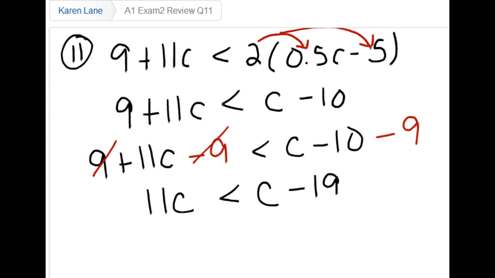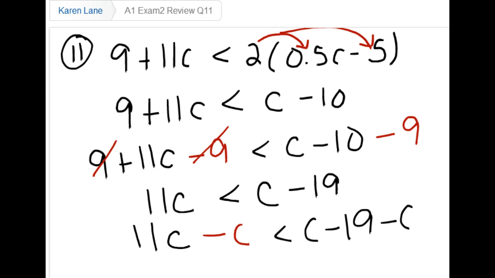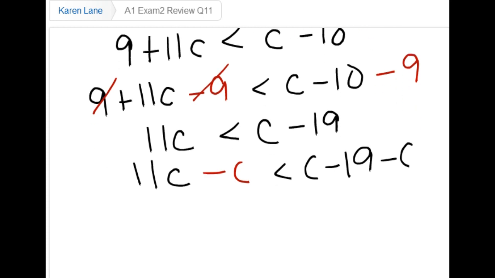So we're going to subtract c from both sides of the equation. 11c minus c is less than c minus 19 minus c. So now our c's cancel, but be really careful. On the right hand side it leaves a negative 19, so be sure you keep the sign with that 19. On the other side now, 11c minus c is 10c.